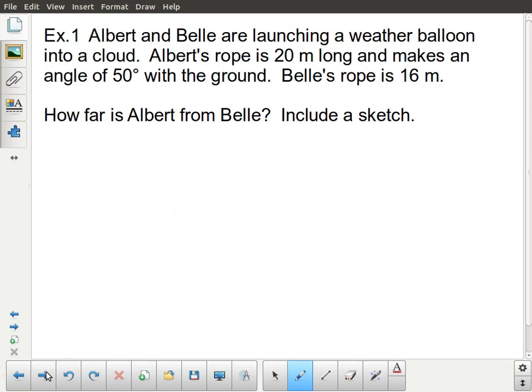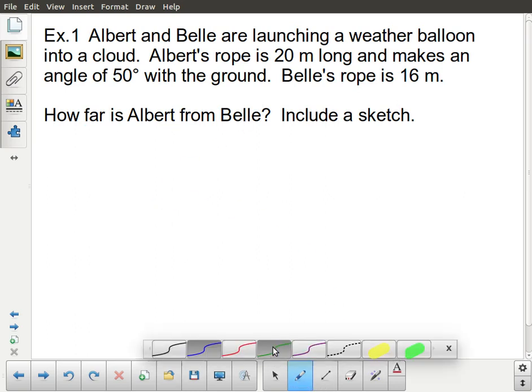So let's start off with an example. Albert and Bell are conveniently named A and B. They're launching a weather balloon into a cloud. Albert's rope is 20 meters long and it makes an angle of 50 degrees with the ground. Bell's rope is 16 meters. How far is Albert from Bell?